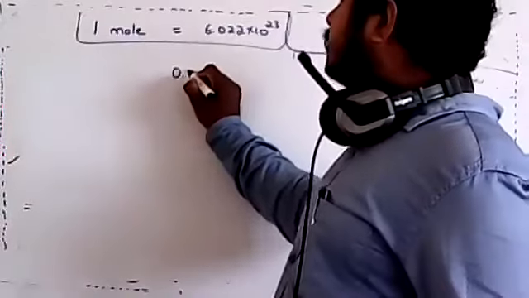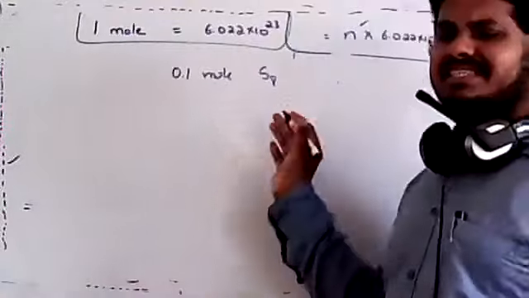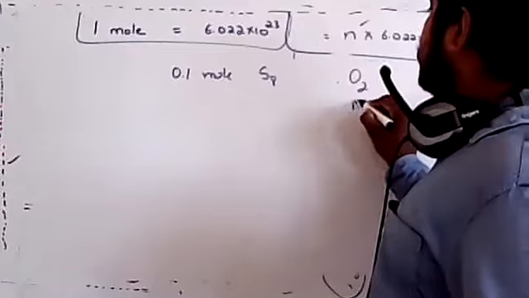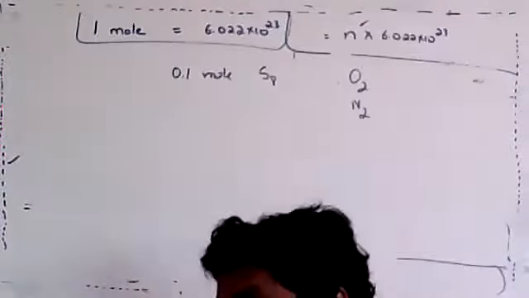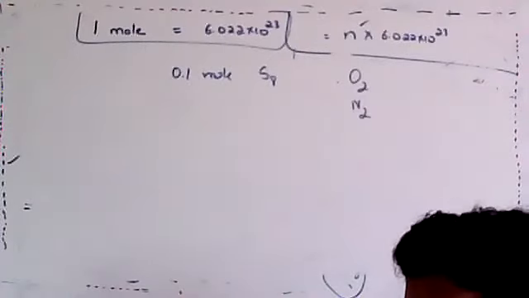So, 0.1 mole of S8. Okay, S8. You might wonder what this S8 means, because we have been knowing atoms like O2 as diatomic molecules. It is octaatomic. What do you mean by octaatomic? One molecule contains 8 atoms. It exists also.